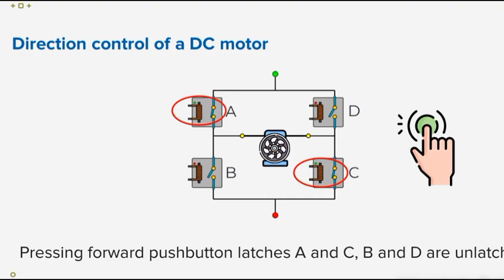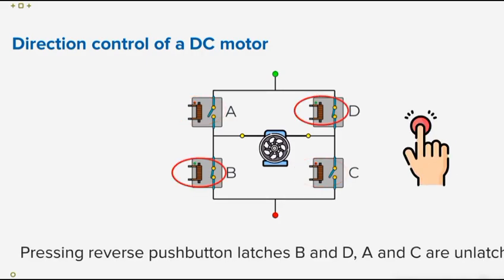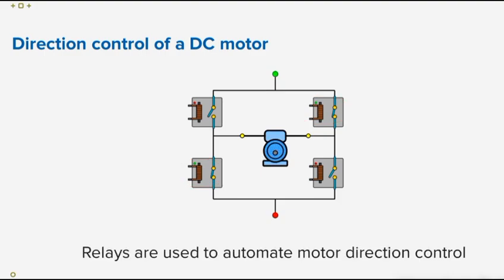The circuit is designed such that when the forward push button is pressed, relays A and C are latched and relays B and D are unlatched. When the reverse push button is pressed, relays B and D are latched and relays A and C are unlatched. In this manner, relays can be used to control the DC motor direction running at high load conditions.